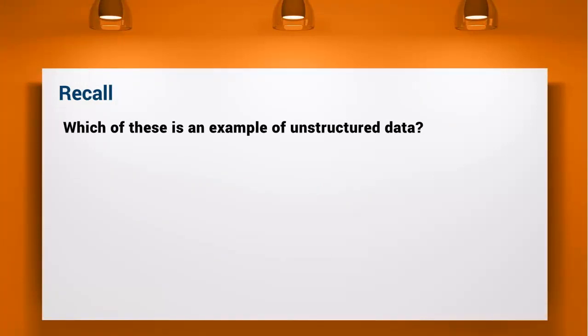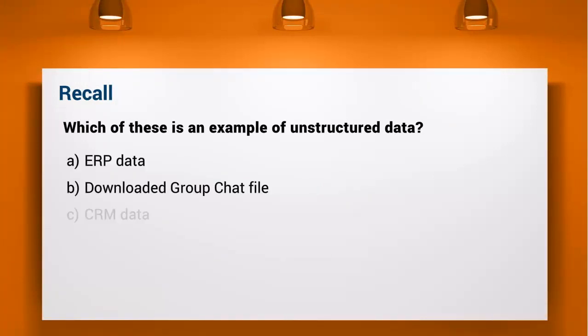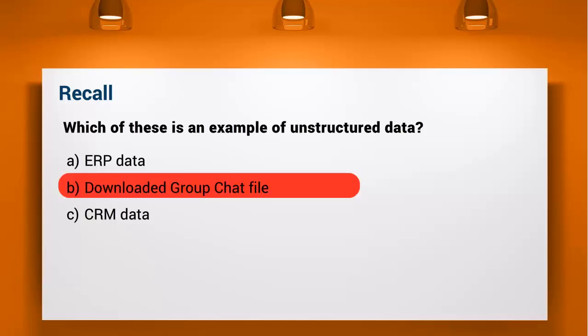Let's recall. Now that you have an overview of the structure, business applications in big data, see if you can answer this question. If you have selected Downloaded Group Chat File, you are right. Downloaded group chat files can be called unstructured data, while data obtained from ERP and CRM are structured data.